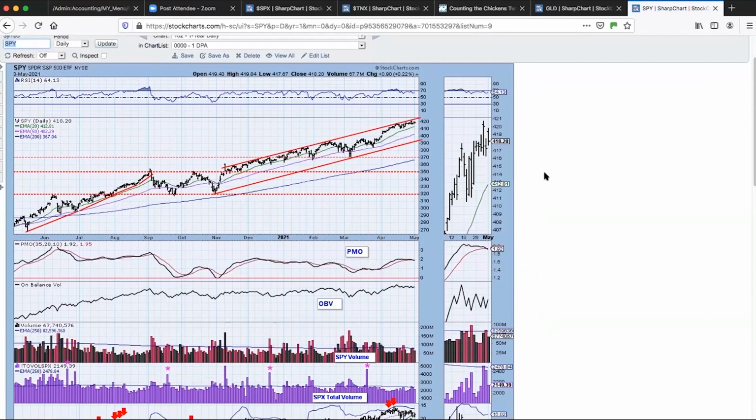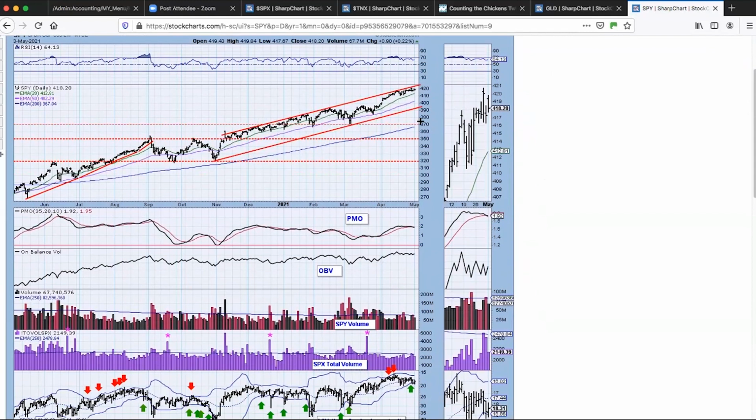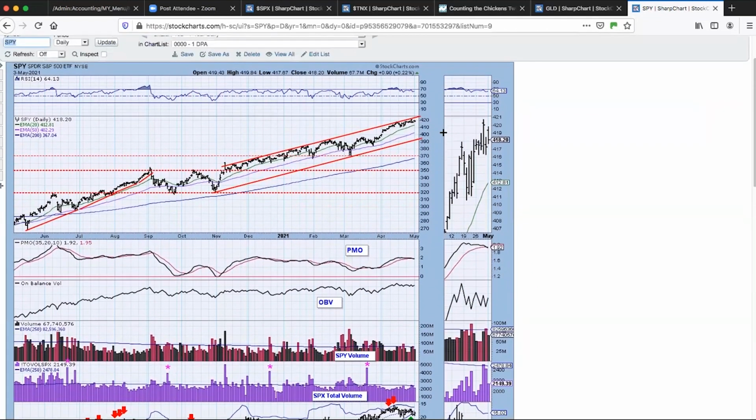Looking at a one-year chart, we're at the top of a rising trend channel. And with this PMO crossover, you can see crossovers generally lead to problems. In this case, it didn't. I would be looking for some kind of pullback. Maybe it's the end of the world. Maybe it's just a couple of days or a week or two of pullback. Who knows? But it's in a delicate position right now.